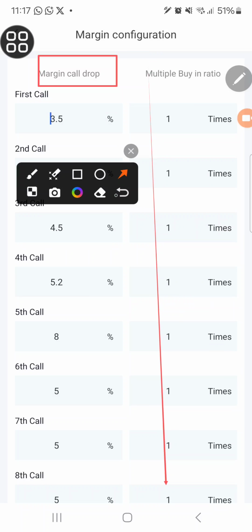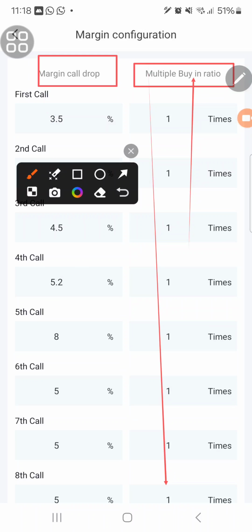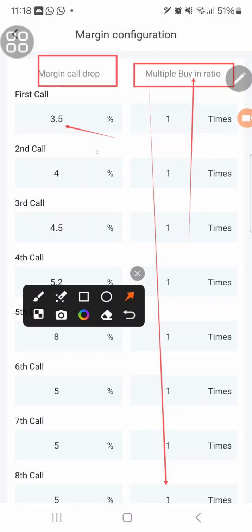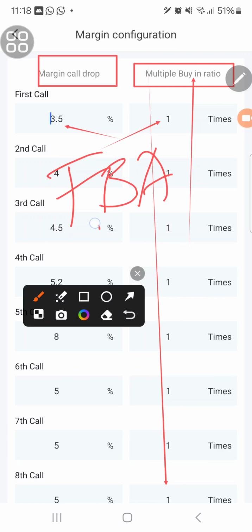Then the other thing you'll find on this very page, this menu will open another sub-menu here. It is called the multiple buying ratio. The multiple buying ratio simply means that when the market goes down to this percentage, XYZ that you have already made a decision about, how many times do you want the robot to buy for you? For instance, when you have chosen that when the market goes down by 3.5%, please, Mr. Bot, buy me one time. Now, this one time is in respect with your first buying amount and capital.